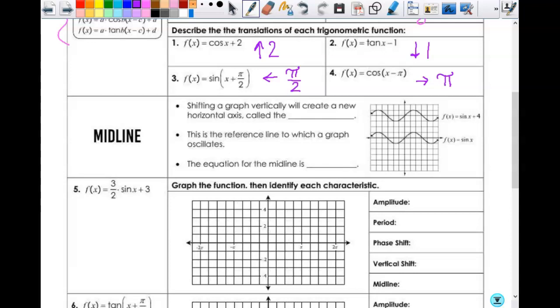All right, so shifting the graph vertically will create a new horizontal axis. This is important because we truly use it as the new x-axis and just kind of ignore the old one when we have it. It is called the midline.